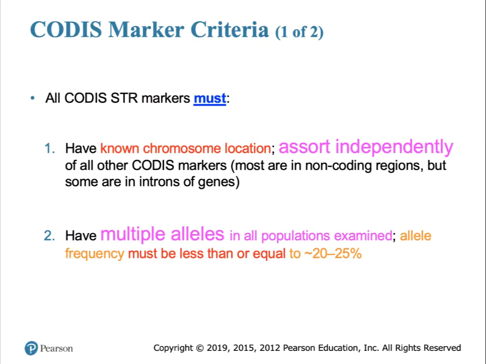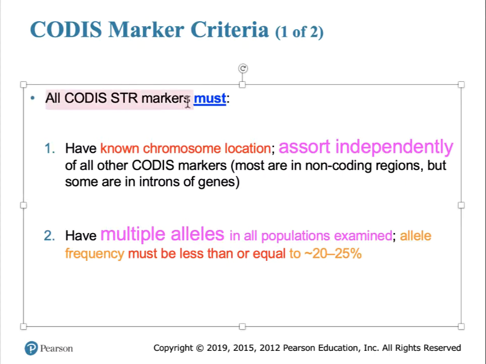When the engineers are working on developing these kits, and maybe into the future, they have to adhere to certain rules that must make it easy for the users to utilize these kits. So all these STR markers in the CODIS kit must abide by the following 4 rules. Number 1, they have to have a location that's known within the human genome, and that location and its alleles must follow Mendelian principles and are sorted independently of any other markers that are present within the genome.